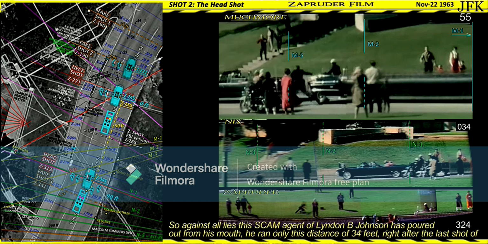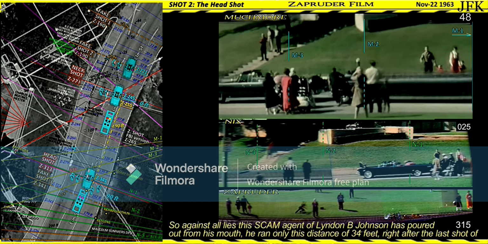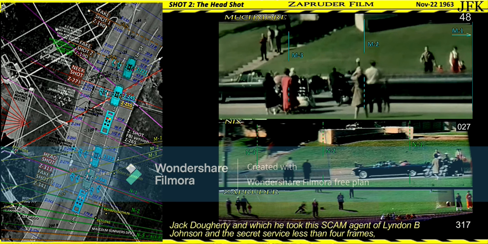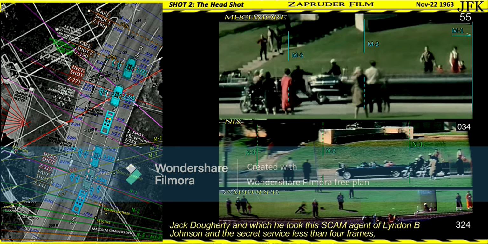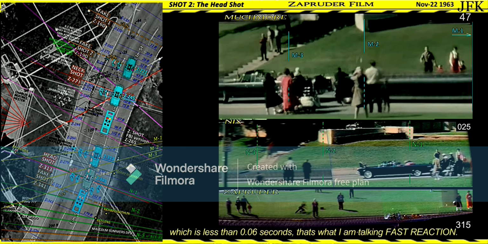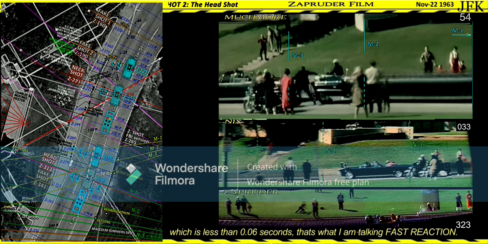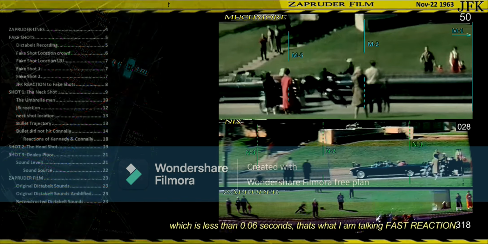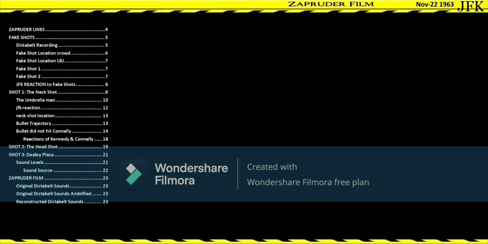So against all lies this scam agent of Lyndon B. Johnson has poured out from his mouth, he ran only this distance of 34 feet, right after the last shot of Jack Dougherty, and the distance took this scam agent of Lyndon B. Johnson and the Secret Service less than 4 frames, which is less than 0.06 seconds. That's what I am talking about, fast reaction.